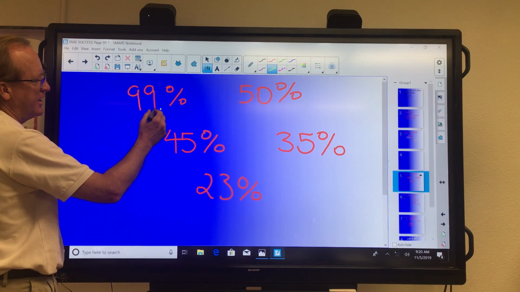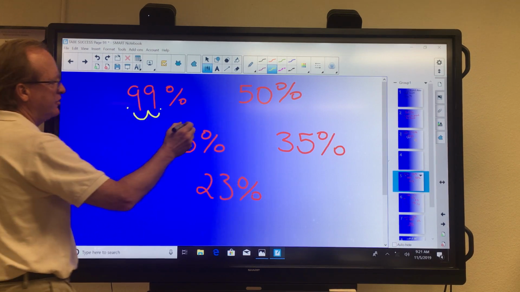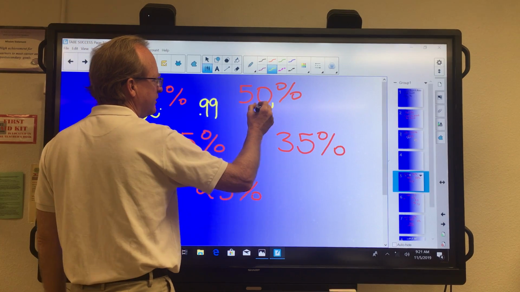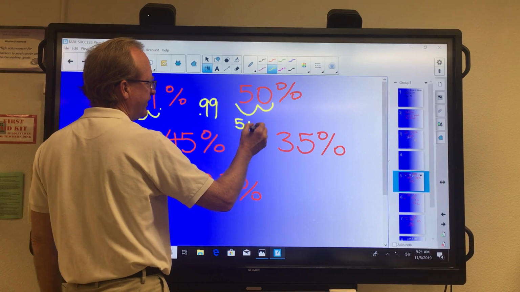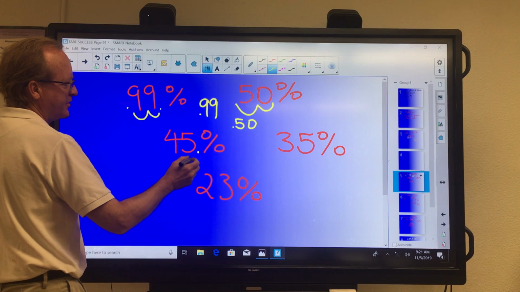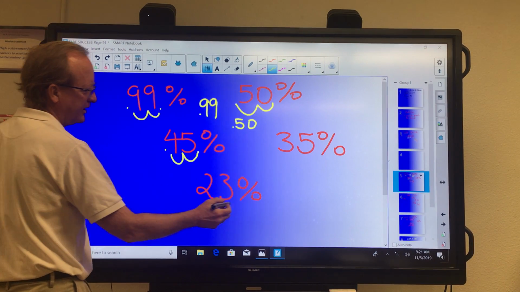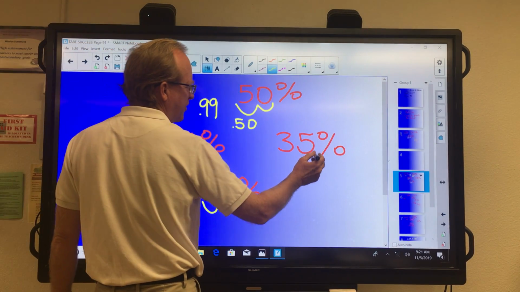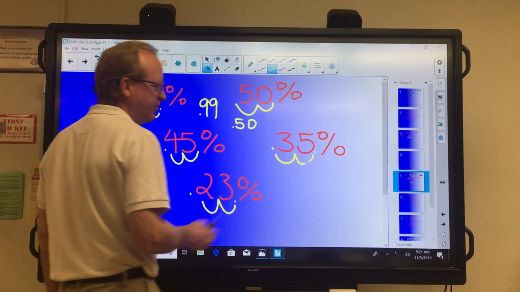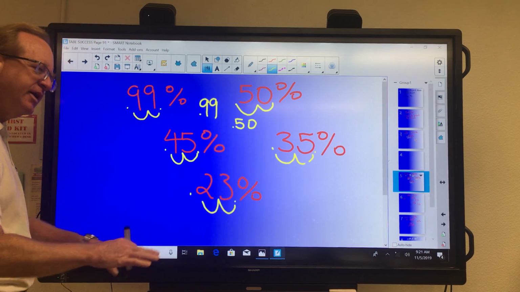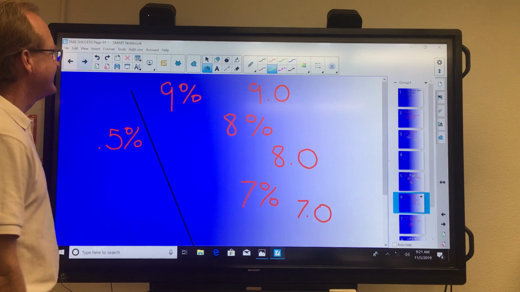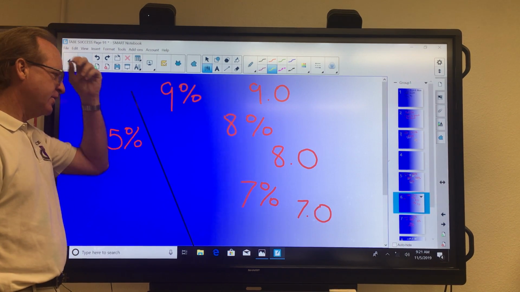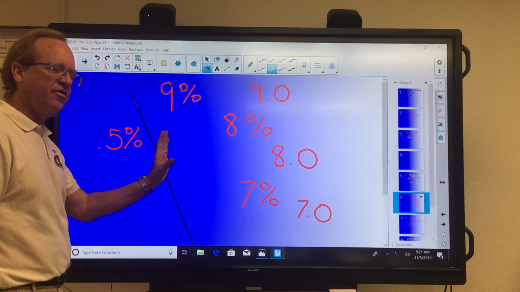A couple more examples. 99%, so we'd set it up: one, two, to the left, 0.99. 50%, one, two, 0.50. 45%, one, two. 23%, I think you kind of get the rhythm here. 35%, one, two. As Beyonce once famously said, to the left, to the left, to the left. Now, there's a couple times, we'll look at those, where it's a little different.